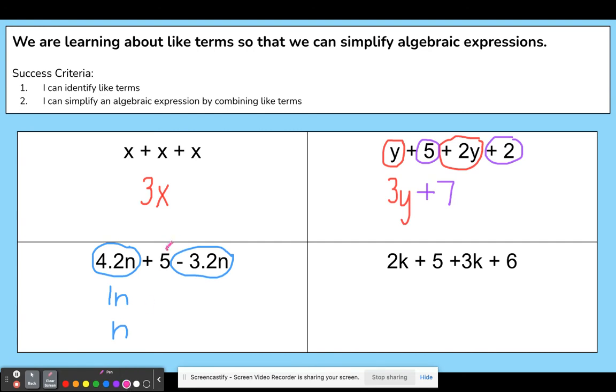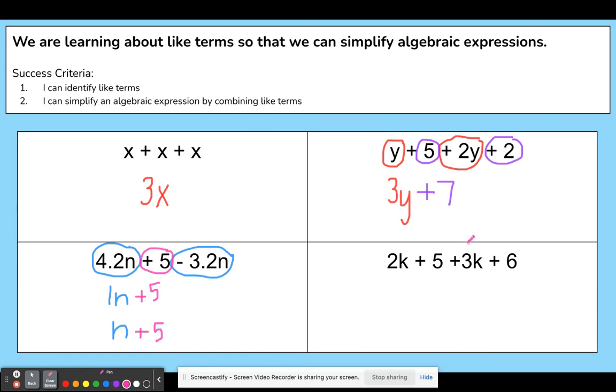The only other thing I have left is a plus 5. Is there anything I can combine with the plus 5? Nope. So we're just going to tack it on at the end. I have 1n plus 5, which is just a regular number. These guys are not like terms because they don't match. They don't have the same letter.